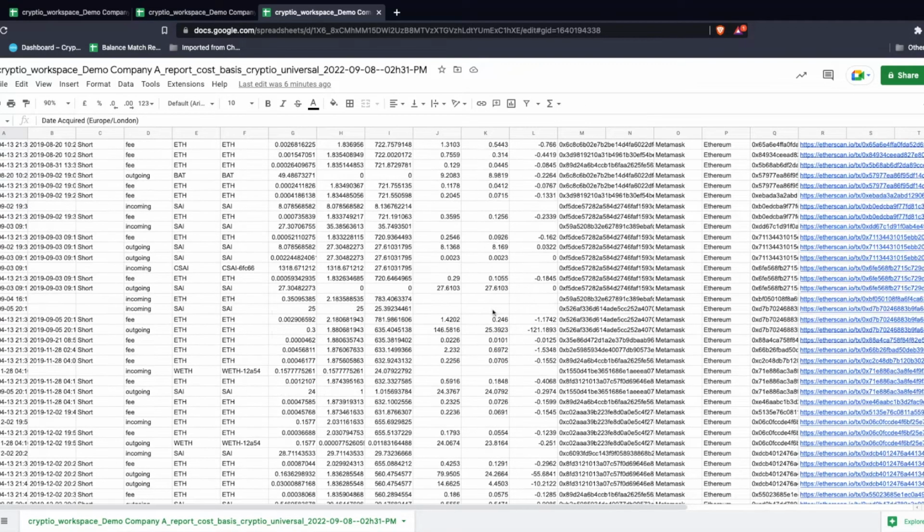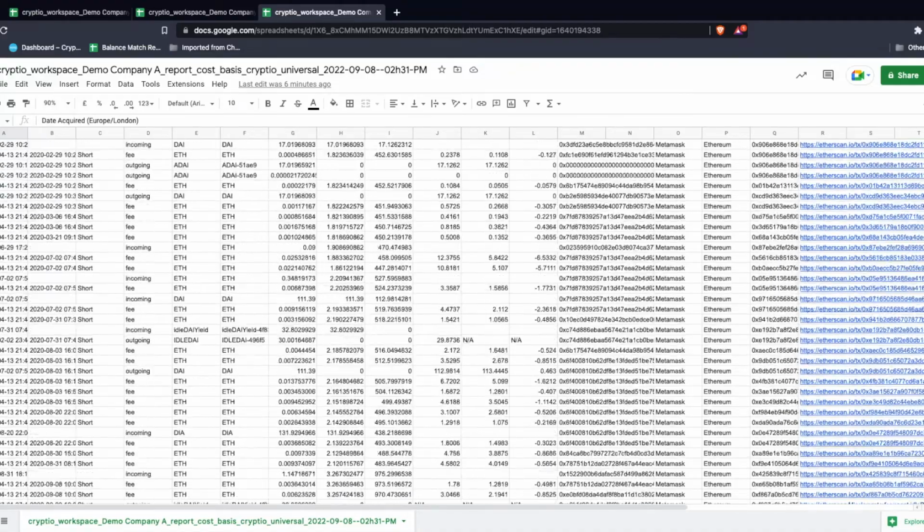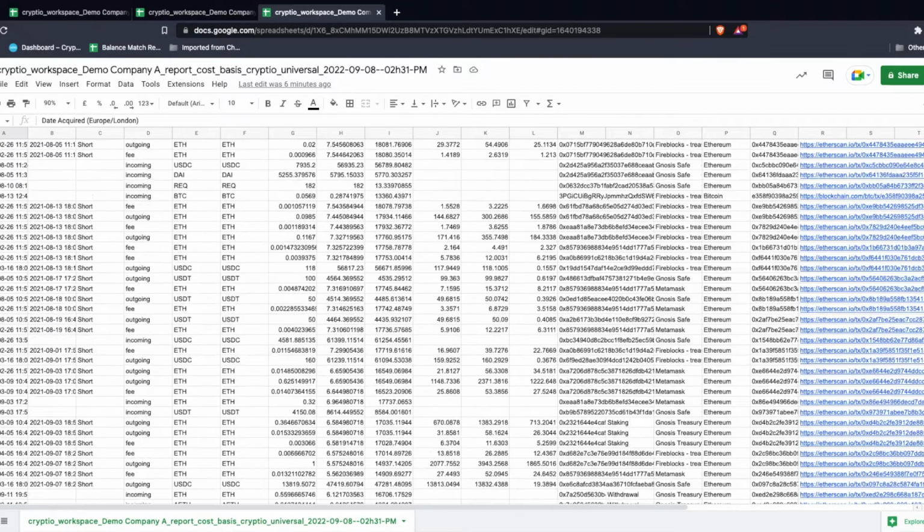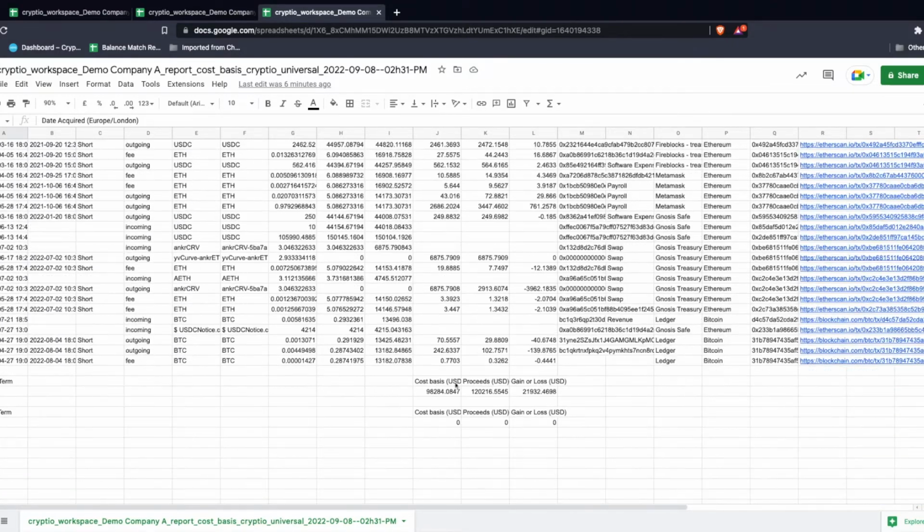At the bottom of this report, we get a summary that will show us the total cost basis, the total proceeds, and the total gain and loss. You can then use these figures to produce tax reports.